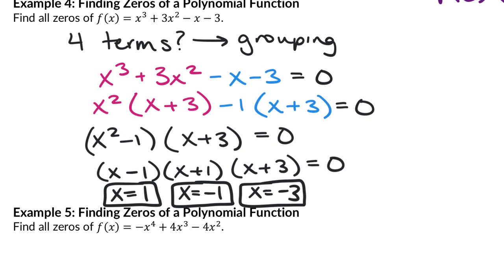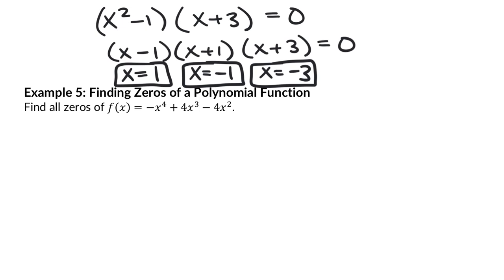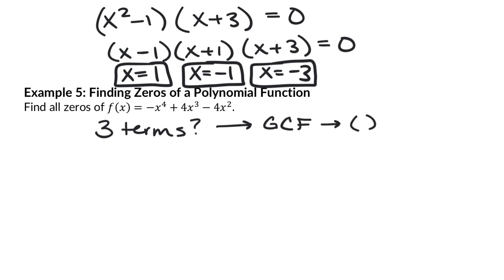In example 5, do I have 4 terms again? No, I have 3 terms. When we have 3 terms, there's a strong possibility that you're going to be able to use factoring in some way. You're always going to want to make sure you check the GCF. And then you might get to be able to factor it like a trinomial situation or a quadratic form situation or any of the ways we studied solving quadratics in chapter 1.